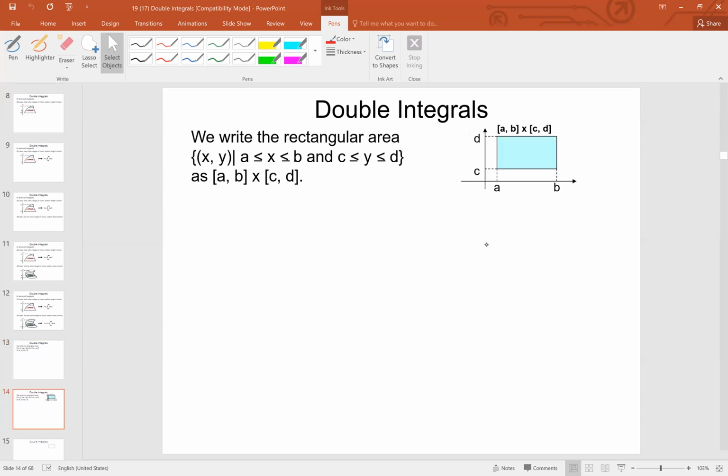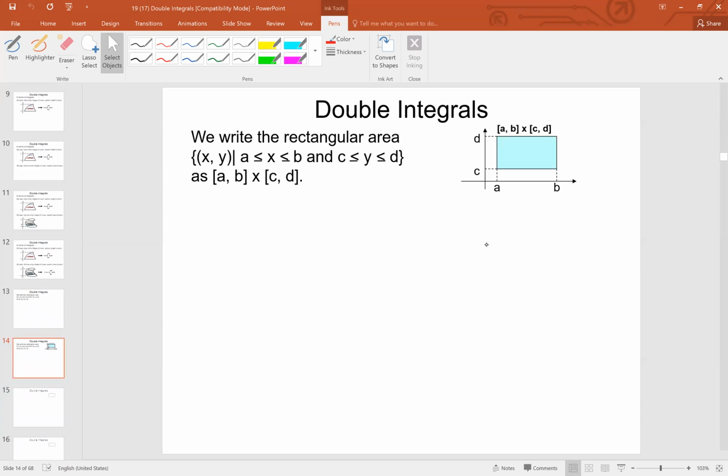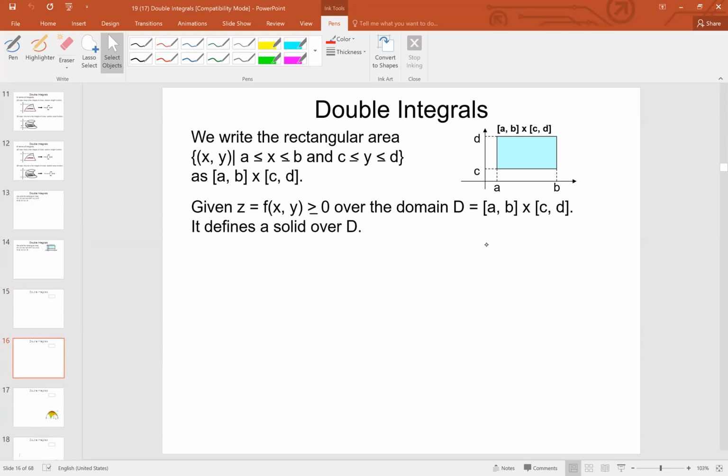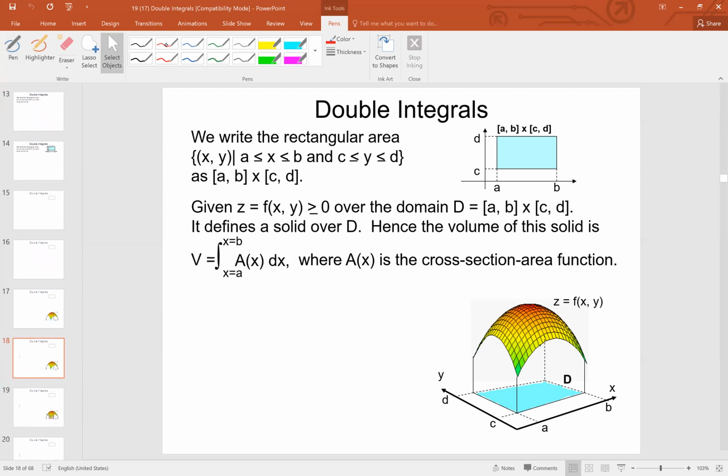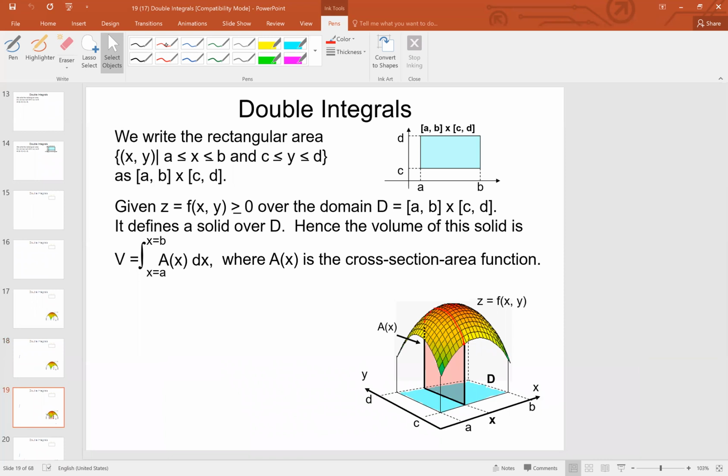So if I have a formula that defines some rectangular domain, and let's assume it's positive, and it looks like this picture. If I want to calculate the volume, then I can integrate these cross-sectional areas across x. So as x changes from a to b, if I can find the cross-sectional areas along x, then this will be the volume.